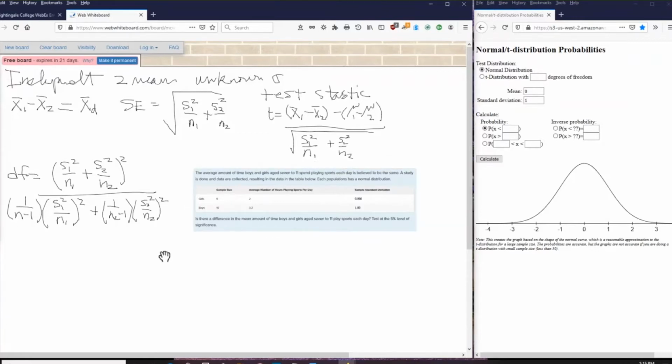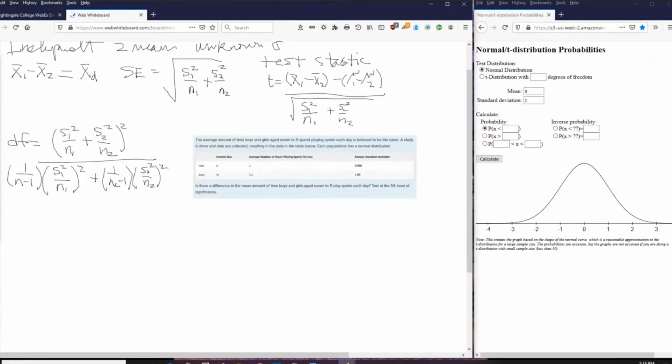So let's take a look at what we have. We're going to use G to denote the girls and B for boys. The girls had a sample size of 9. The sample mean, the average number of hours playing sports per day, is 2. And the sample standard deviation is going to be 0.866.